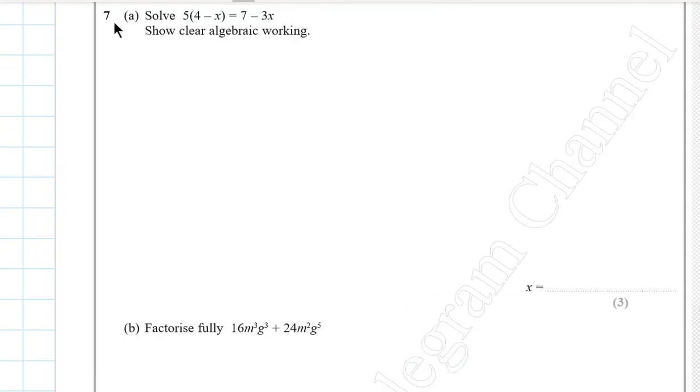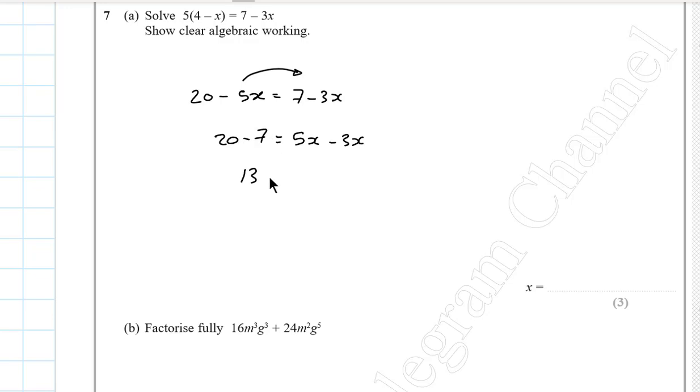Okay, 7a, solve. A very nice question. We will expand 5 on the bracket. It will be 20 minus 5x equals 7 minus 3x. Collect x together. I will move negative 5x to the right with positive 5x. 5x minus 3x here. And I will move 7 to the left hand side with negative sign. It will be 20 minus 7. So we have here 13. We have here 2x, which means that x equals 13 divided by 2, which is 6.5. 6.5, okay?